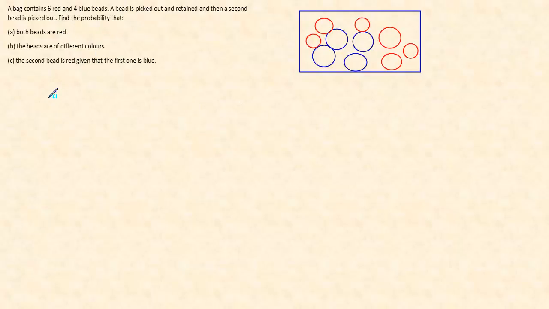So we want the probability that both beads are red. So that's the probability of red, red. So at the start, there's 6 out of 10. But once we've picked that one out, since we don't replace the bead, we retain it, the situation is now different. We have 5 red out of 9. So that's what happens with the second pick.